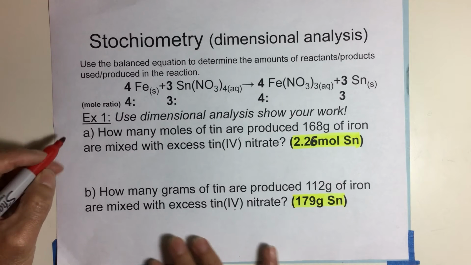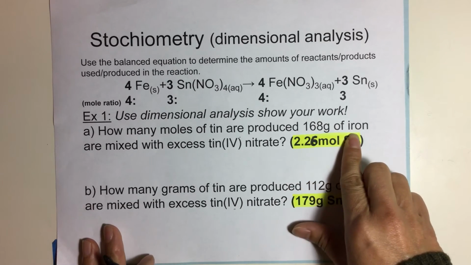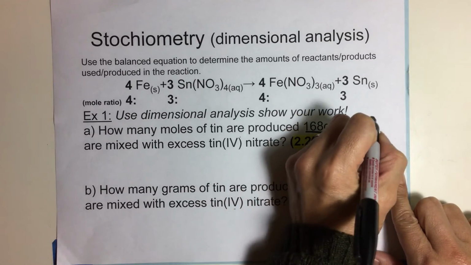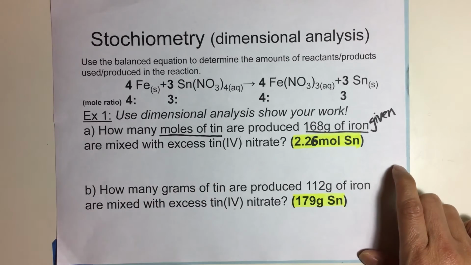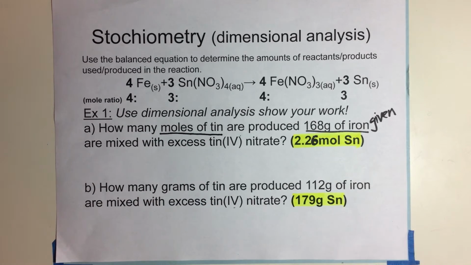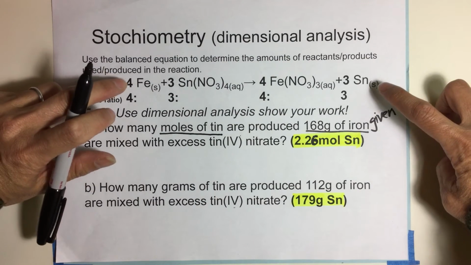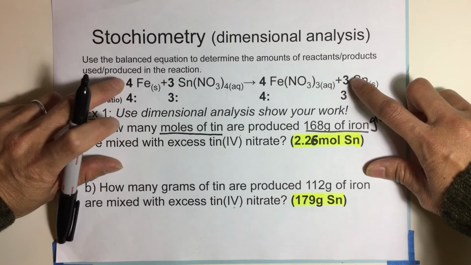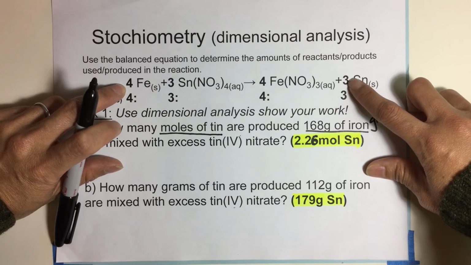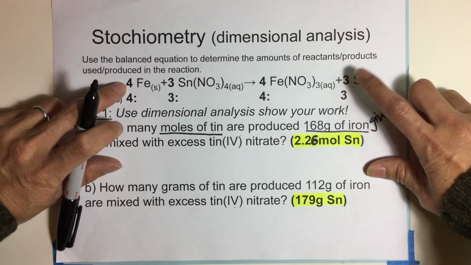Okay, so let's go ahead and begin by setting up this problem with the given. If you look at this problem, you'll notice the given is 168 grams of iron. So this is your given. And you want to convert it to moles of tin. Okay, so those are your 2 units that you're trying to get to. Notice you're going from iron to tin. To go from iron to tin, you look at this equation. That means you have to go through this mole ratio. So iron to tin is a mole ratio of 3 to 4. For every 3 moles of tin, you need 4 moles of iron.